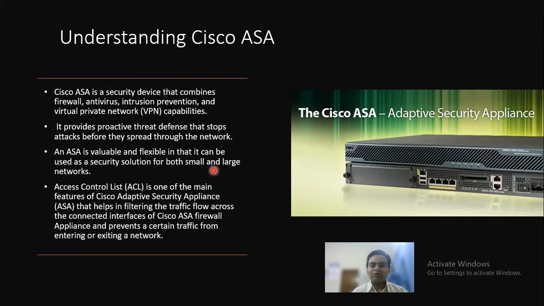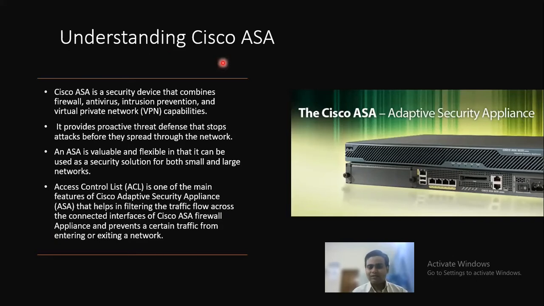And how are these customizations done, or how is access controlled in an ASA? It is definitely with the use of an ACL, access control list. There has to be an access control list using which we can tell what should be allowed to enter and what should not be allowed to enter. An access control list is one of the main features of the Cisco Adaptive Security Appliance that helps in filtering the traffic flow across the connected interfaces of the Cisco ASA firewall appliance and prevents certain traffic from entering or exiting a network.